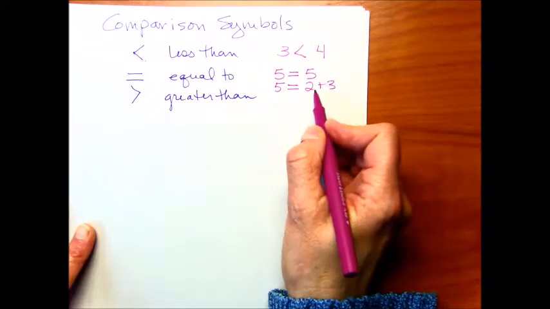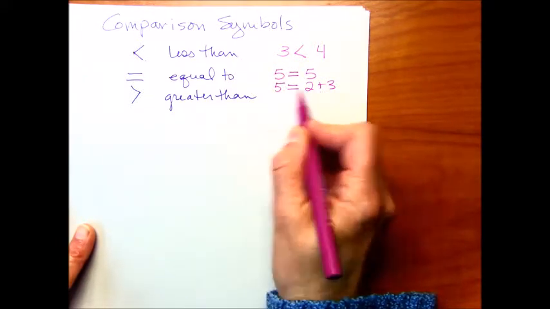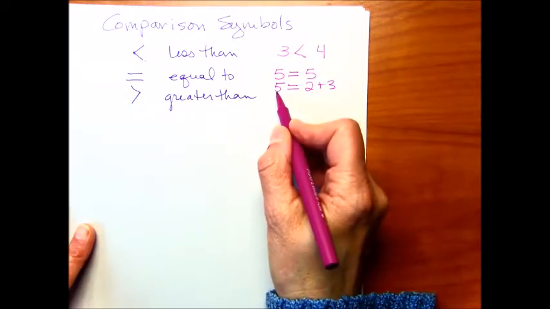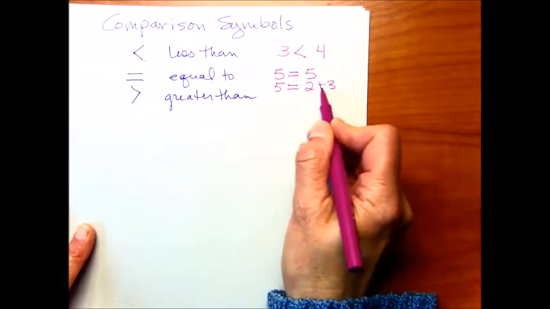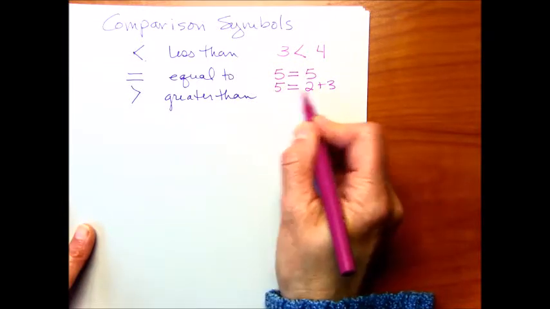But when you look at what's on each side of the equal sign, or each side of this symbol, you're going to find the same value. 2 plus 3 is 5, and 5 equals 5. 5 is the same as 5.